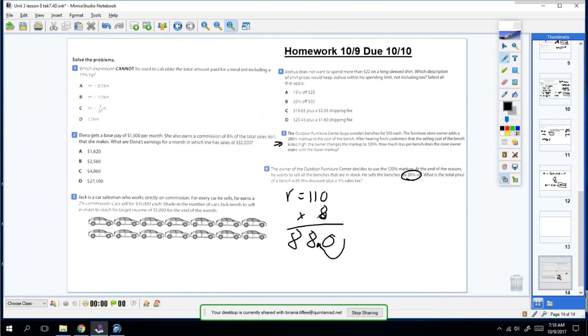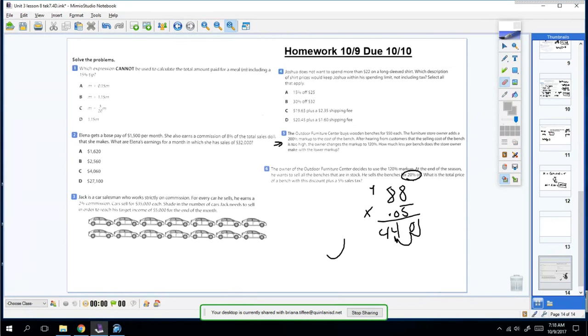So then you've got to do tax. To find tax, you take your $88 and multiply it by 0.05 to find how much tax you pay on it. And it's $4.40. Well, that means you're going to take your $88 and add $4.40 to that. So you'll have to pay $92.40. That is the total price of the bench with the discount and the tax.